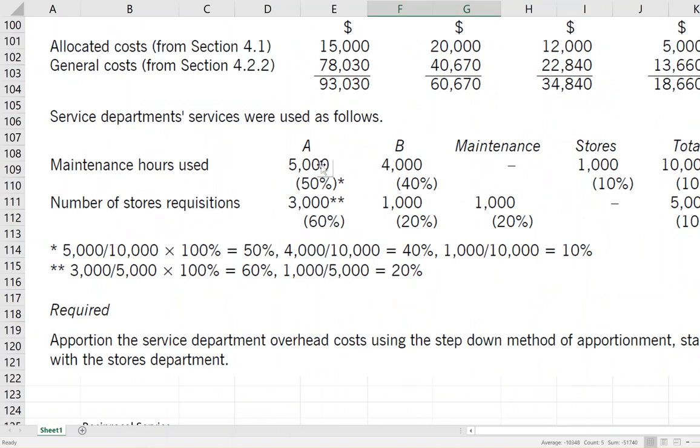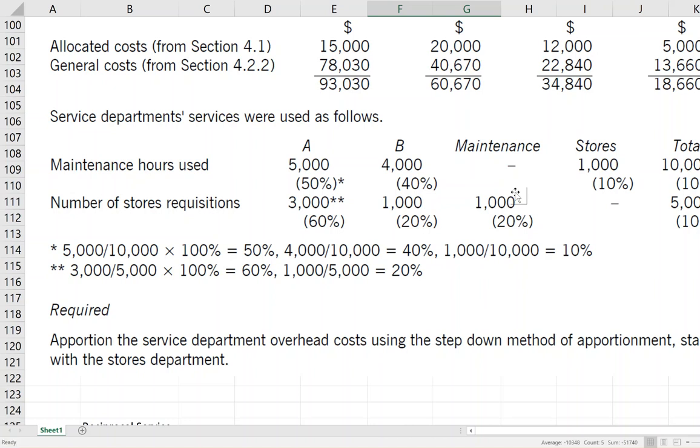Previously, the maintenance is the same, but store is different. Now we have 3,000, 4,000, and 1,000. So maintenance also uses store, and store also uses maintenance. If we have reciprocal service, we can still use the step-down method, which means we take one department and divide it on all departments, and we take the second one only dividing on production departments, even if it gives service to service departments. Now, the important thing is where to start from.